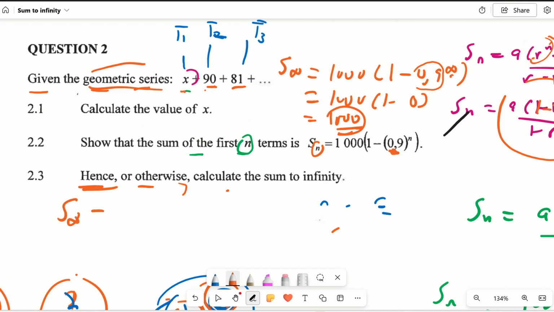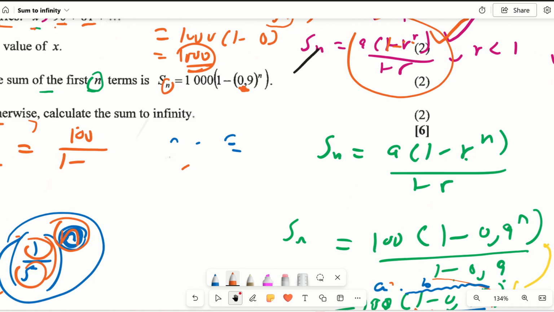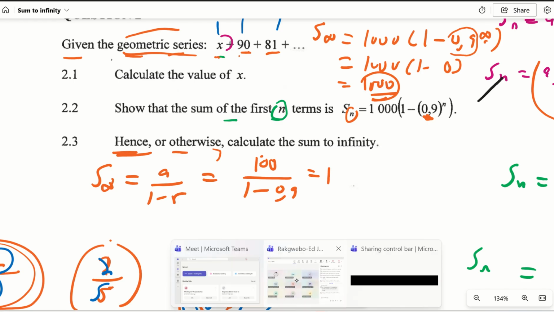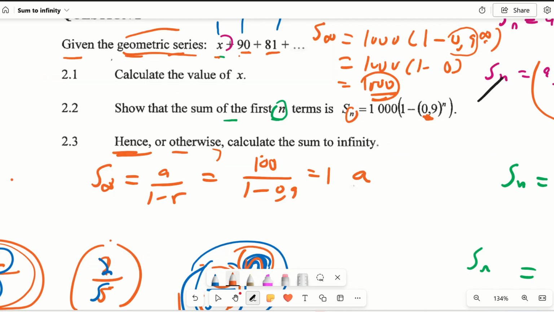The otherwise part, you'll use the normal sum to infinity formula. Your first term is 100 over 1 minus your r. What is our r again? 0.9. Calculate this and tell me what you get. It's 1,000. You get 1,000.